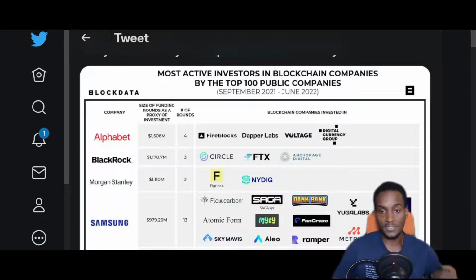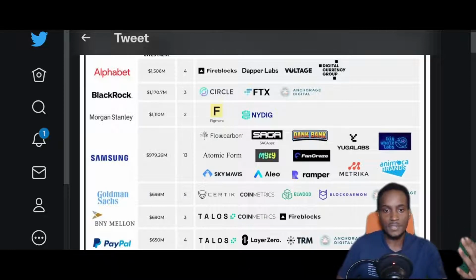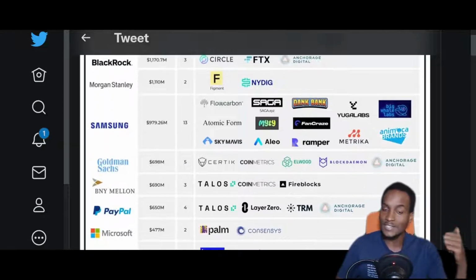Circle, FTX are exchanges, Anchorage, that's a wallet, or Anchorage Digital, they do something to do with custodianship and all that. Morgan Stanley, Samsung, so Goldman Sachs. Then you see some notable names within these ranks. So what they're looking at, like Saga, Animoca Brands. So it goes into NFTs. You're seeing a lot of NFT related content featuring a lot, exchanges as well.